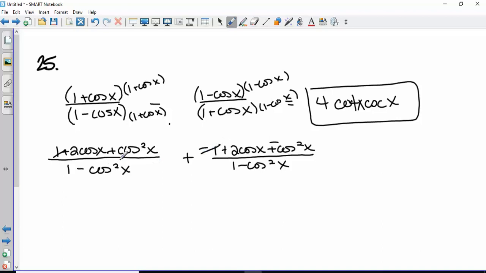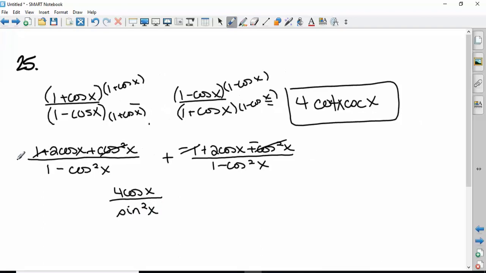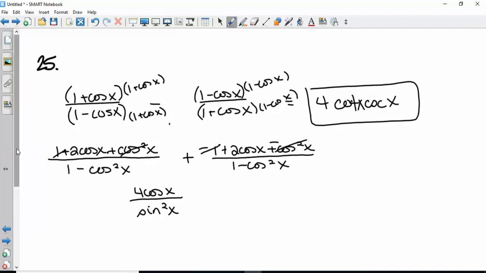So positive 1 and negative 1 cancel. Cosine squared and negative cosine squared cancel. 2 cosine x plus 2 cosine x is 4 cosine x. What is 1 minus cosine squared x? Sine squared x. Does everyone see how I made that leap there?